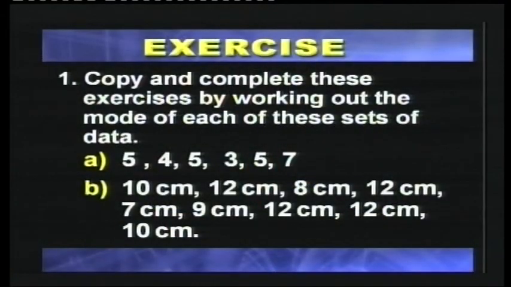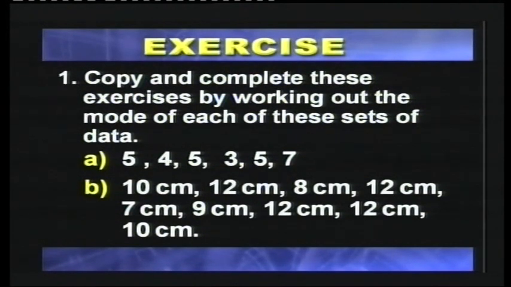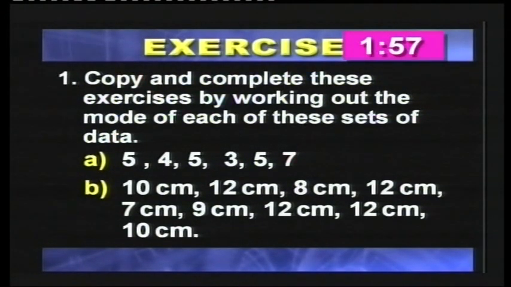Okay, you have these 2 exercises to go through together in your groups. Copy and complete these exercises by working out the mode of each of these sets of data. I will give you 2 minutes to look at the 2 and write your answer down as a group. It should be very easy, because we have another learning activity to go through before the other exercise. I will remind you, when you come across numbers like that, try to arrange them in order from the smallest to the largest, so that it will be easy for you to work out the mode.